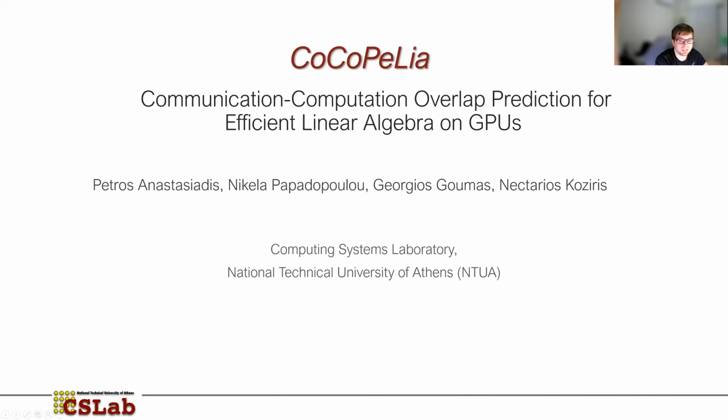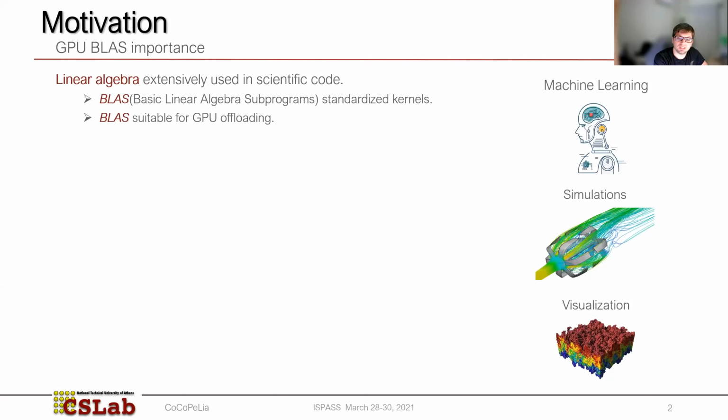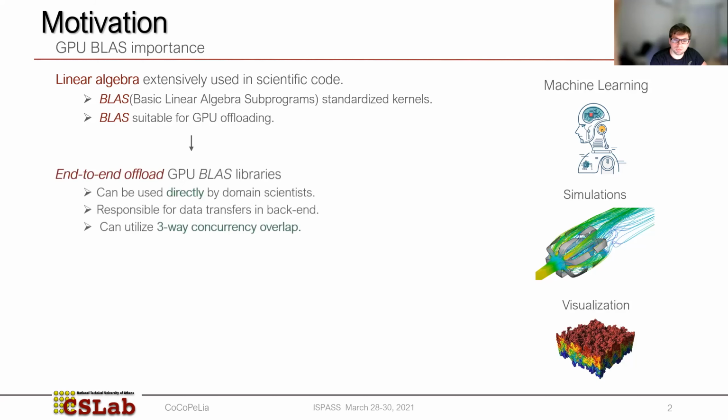Hello, I am Petros Anastasiadis and I will present CoCoPeLia, a framework featuring communication computation overlap prediction for efficient linear algebra on GPUs. Linear algebra is extensively used in scientific codes in fields like machine learning, simulation, visualization, and many more. This led to the definition of the BLAS, and since BLAS are suitable for GPU offloading, to the creation of optimized GPU BLAS libraries.